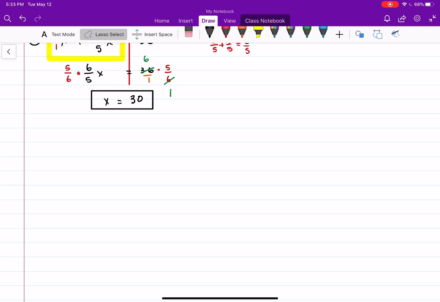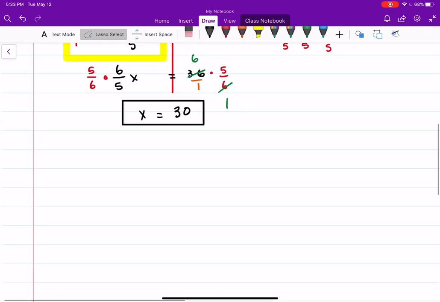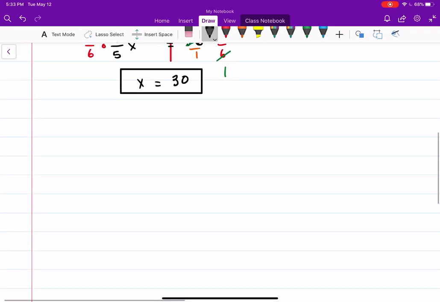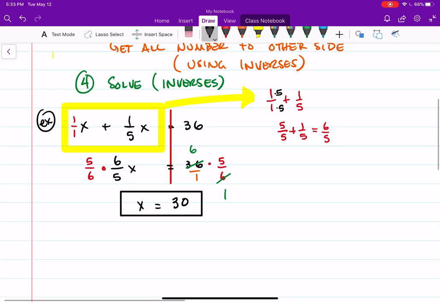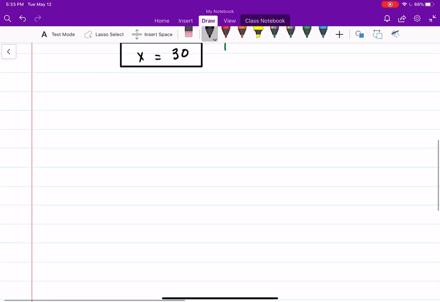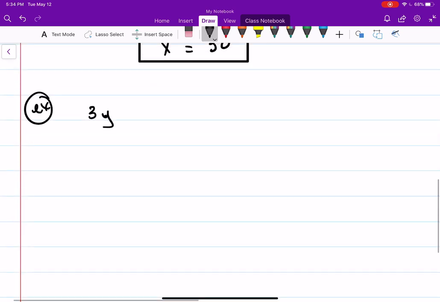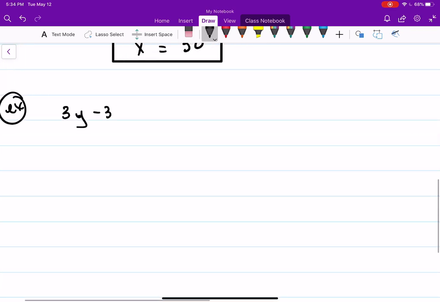All right, let's see. Ooh. So now we're going to get to see a little bit more of what I mean by step 3 here. Okay. So let's see here. Another example. And we'll say this is 3y minus 3 plus y plus 31 is equal to 5y plus 30 minus 3y.